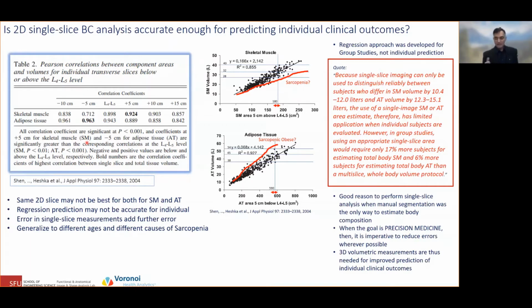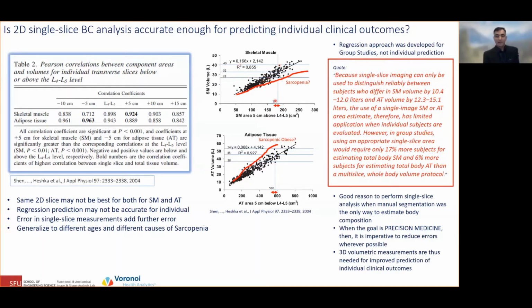The second point is that the predictions from regression lines based on this analysis may not be accurate for the individual. So let's look at the plot they showed in this very paper. Let's say that the individual's skeletal muscle area 5 centimeters above L4, L5 was measured to be 180 centimeters squared. Now the regression line will predict for that individual a whole body skeletal muscle volume of 32 liters. This is the middle horizontal line. But the individual could be anywhere between 28 liters, the lower horizontal line, and 40 liters, the upper horizontal line.